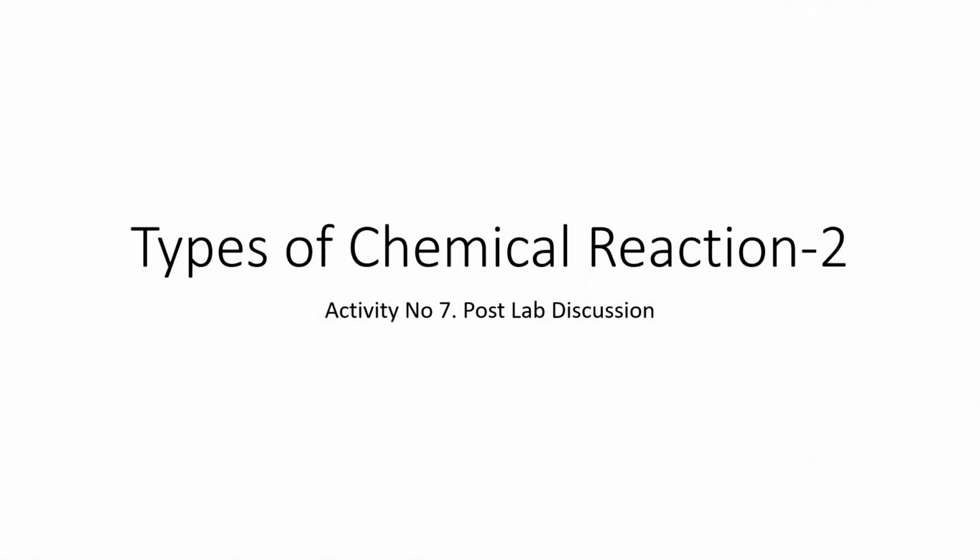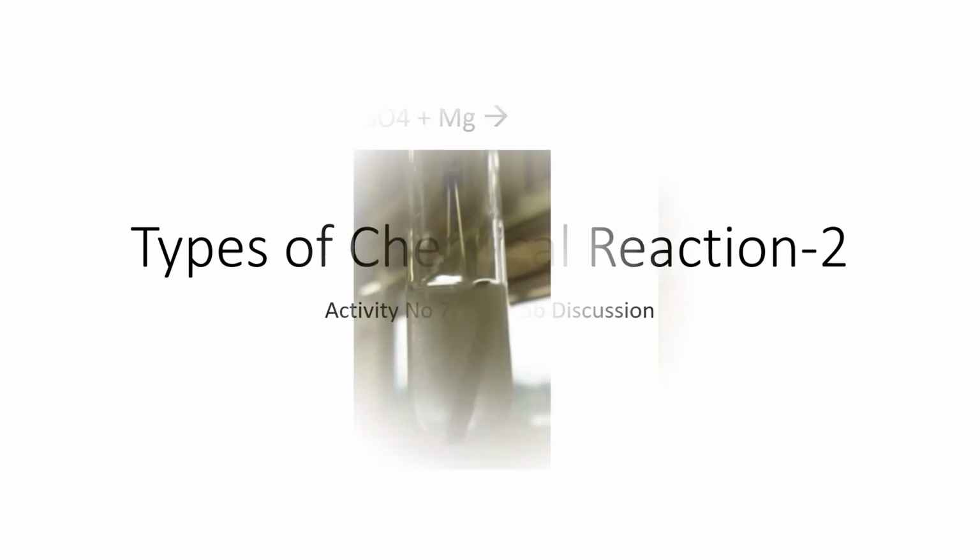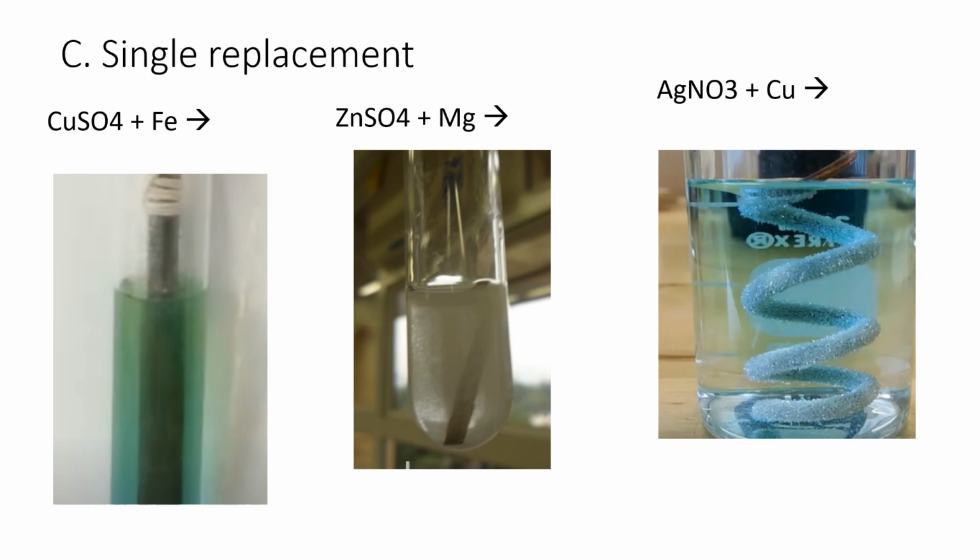This is a continuation of the post-lab discussion for activity number 7 entitled Types of Chemical Reaction. So this is now part C, where we carried out single replacement reactions. There were 3 setups. The first involved copper sulfate and iron.